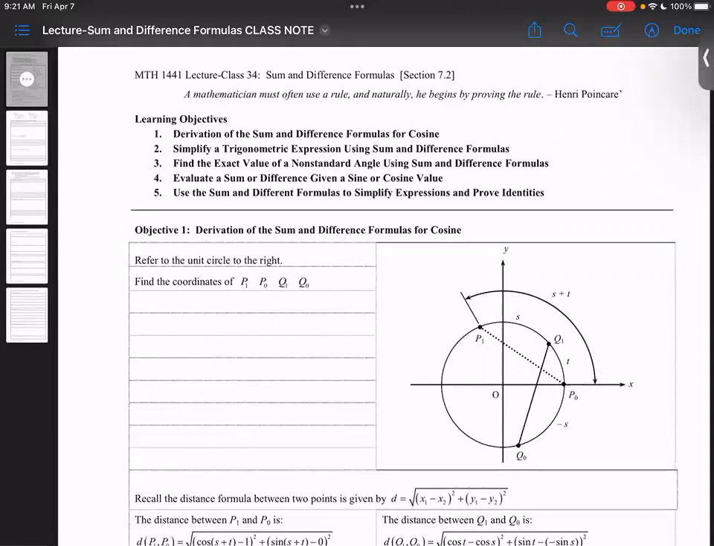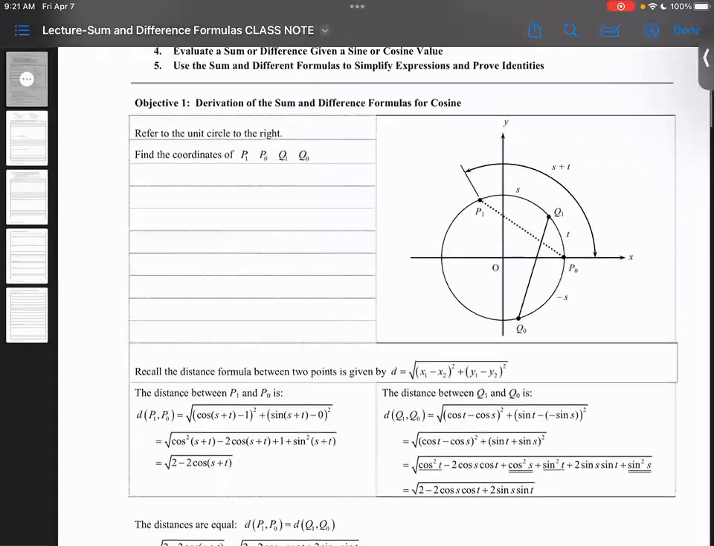Some different formulas. Let's take a look at this. I don't want to call it a unit circle, just a circle. I'm not sure if the radius is 1 though. Okay, so let's call it a circle. Let's try to find the coordinate of P1 first.